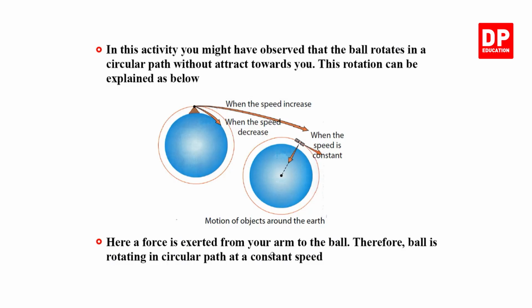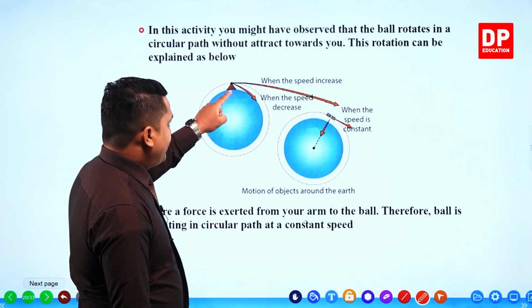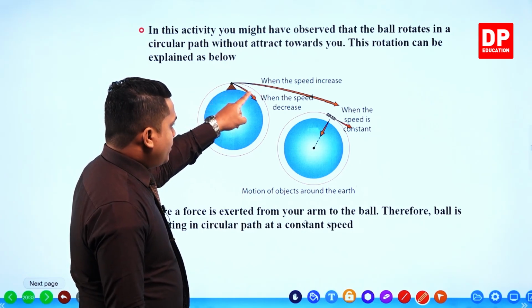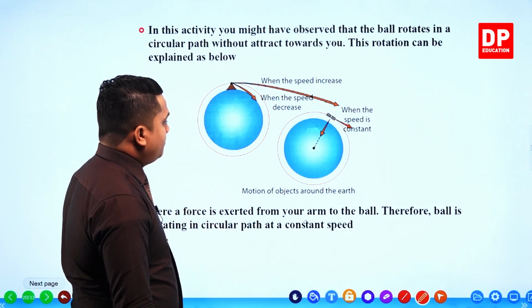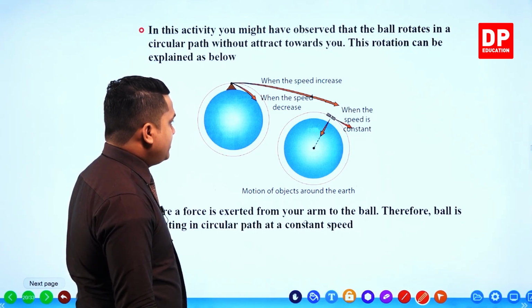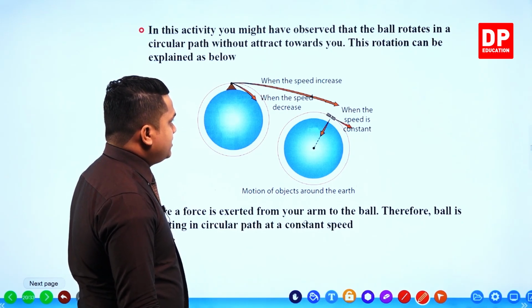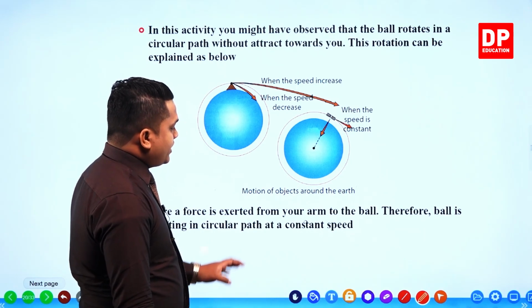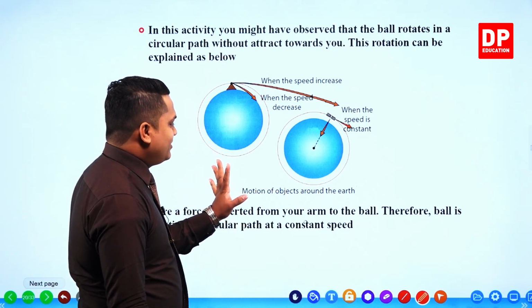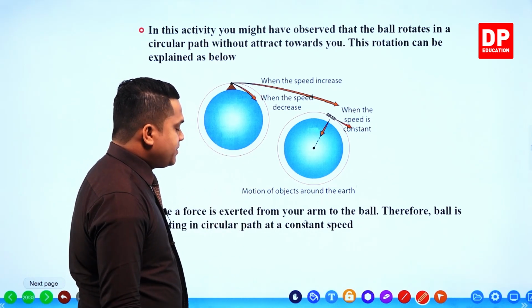So in this activity, you might have observed that the ball rotates in a circular path without being attracted towards you. This rotation can be explained by using the figure. You can see the same constant speed is given, right? So you may refer to the figure, then we'll go for the explanation.